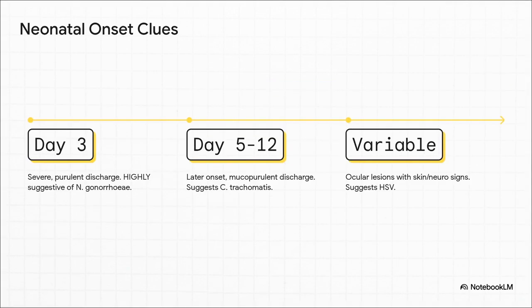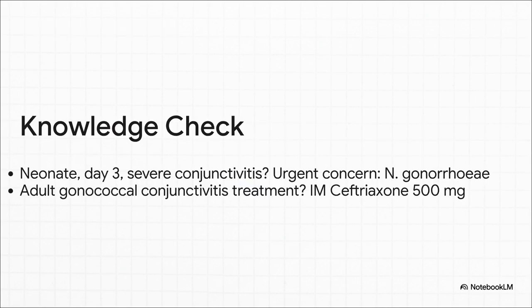This timeline shows you exactly what I mean. If a baby develops this angry, pus-filled conjunctivitis on day 3, alarm bells for N. gonorrhoeae should be ringing loud and clear. But if the onset is later, say day 7 or 8, and it's less severe, your suspicion shifts heavily towards C. trachomatis. The timeline tells a story. So let's do a quick knowledge check. The key takeaways here are: 1. The absolute urgency of gonorrhoeae because of its potential to perforate the cornea, and 2. That very specific single-dose IM ceftriaxone protocol for treating it in adults.